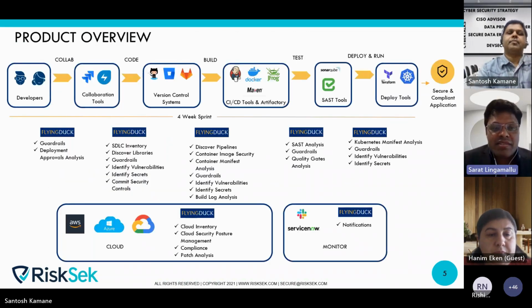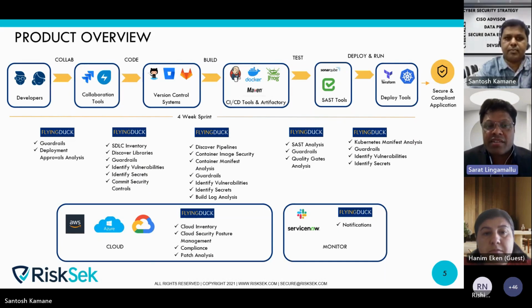Yeah, so here is our product. I know we've been talking in a theoretical way, right? If you look at this, it is a much more practical approach. Our product is called Flying Duck, which is ensuring the security at each and every stage of your deployment process.